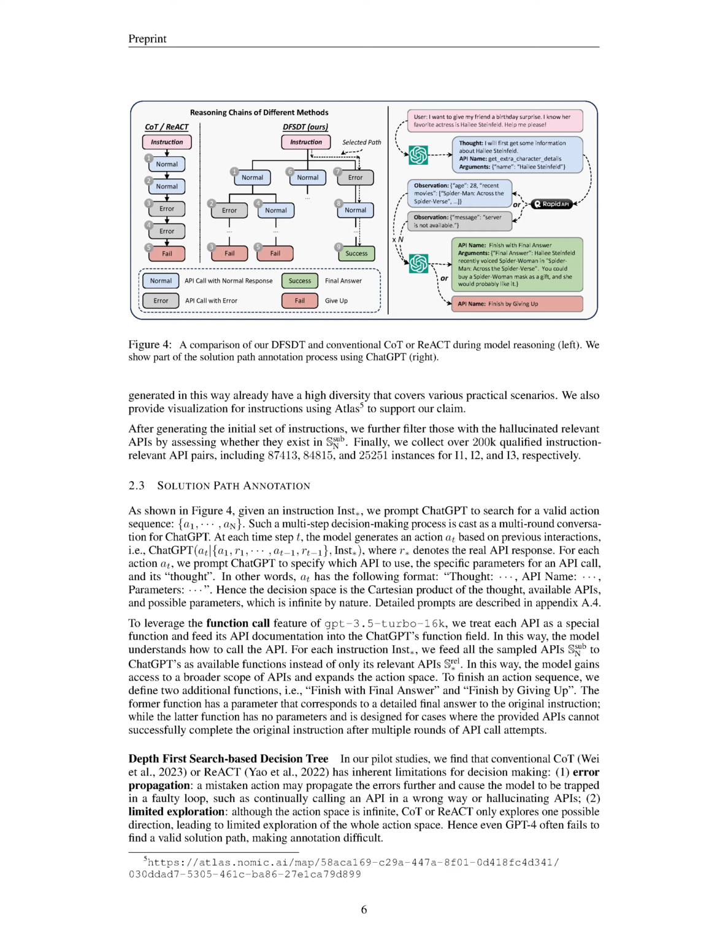Section. Depth-first search-based decision tree. In our initial studies, we've noticed that traditional methods like CoT or ReAct have certain drawbacks when it comes to decision-making. Firstly, there's the issue of error propagation, where one wrong move can lead to a chain of mistakes, trapping the model in a faulty loop. This could manifest as repeatedly calling an API incorrectly or imagining APIs that don't exist.